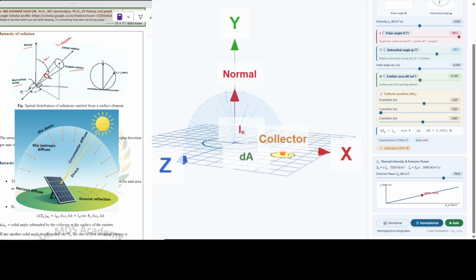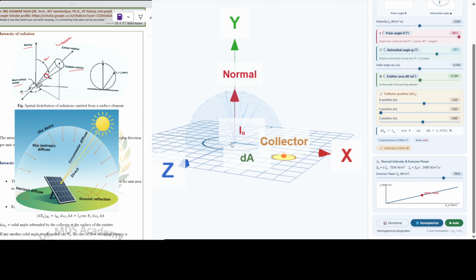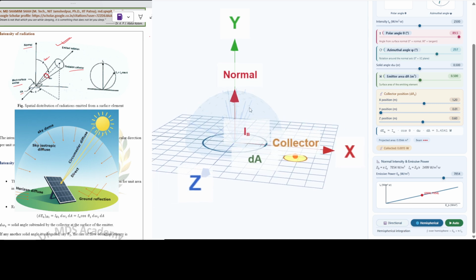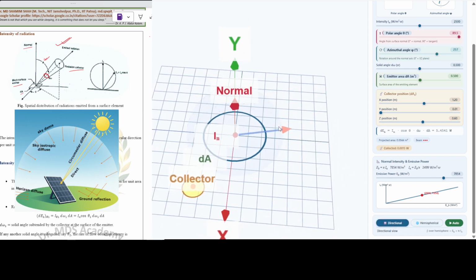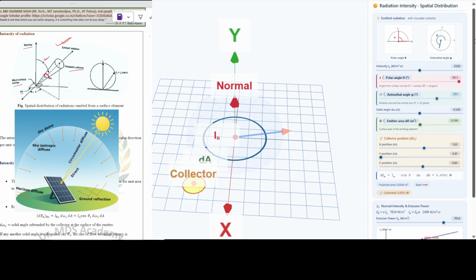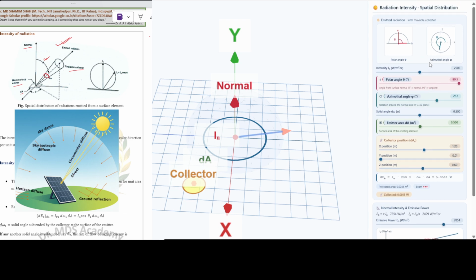Mainly the radiation comes from this dA area. dA is our emitter area, emitting light in all directions. At what angle is our emissive power maximum? Here dEB is maximum. We will try to understand this, so let's switch to the animation for a better understanding. Here different variables exist.